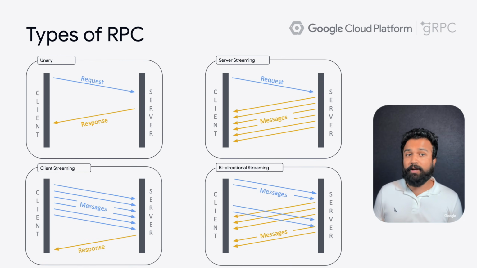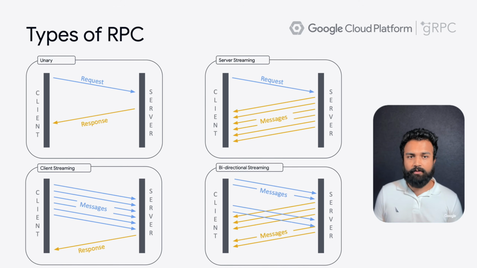We already looked at what a unary RPC looks like. It is simple and more similar to a typical REST call. There are three other types of RPCs. The first is where the client sends a single message to the server and the server returns a stream of messages as its response. This is called server streaming RPCs.